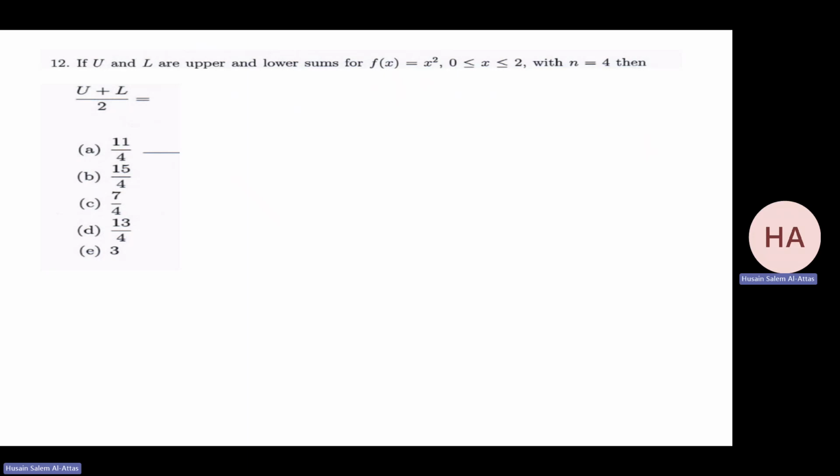Okay. If U and L are upper or lower sums for this function in this interval with n equal 4. So you want me to find the upper sum and the lower sum, and then I just find U plus L over 2. Okay, and notice one thing. First, this is the function. I need to be careful about the function. This is the function up to 2. Okay, so the function is increasing.